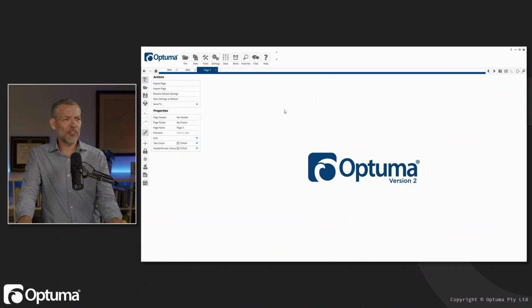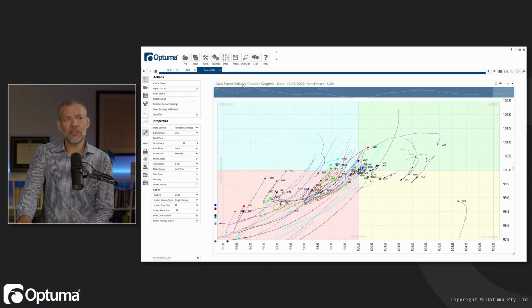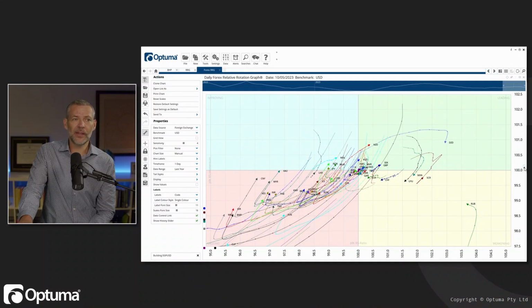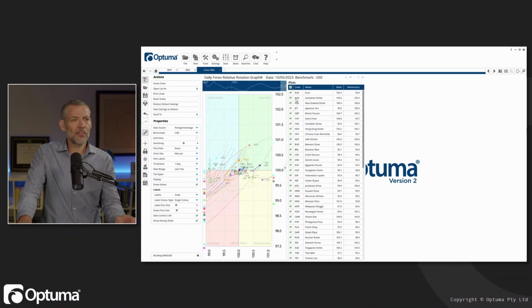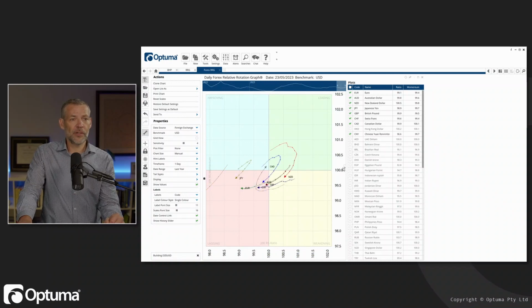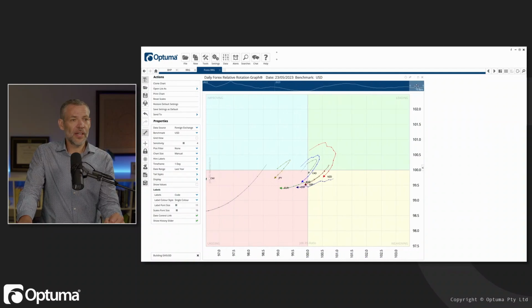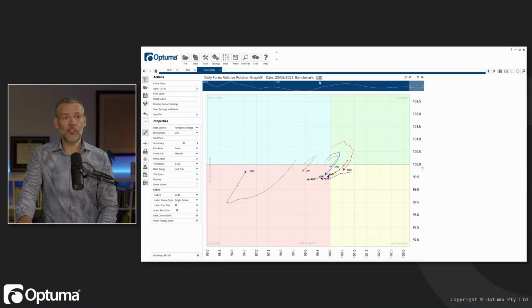Another thing which is quite interesting in Optuma, I think we are the only one that has a foreign exchange relative rotation graph. Now, this one is very interesting. And the way that I normally would use this is, let me just turn everything off, and let me just double check this. So our benchmark is the US dollar. And I'm just going to do a small basket of securities just to get a feel for how this works. So we've got our RRG here. This is a group of securities against the US dollar.